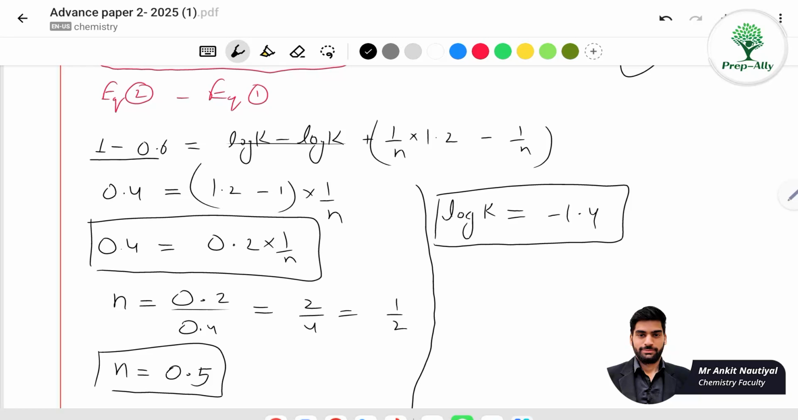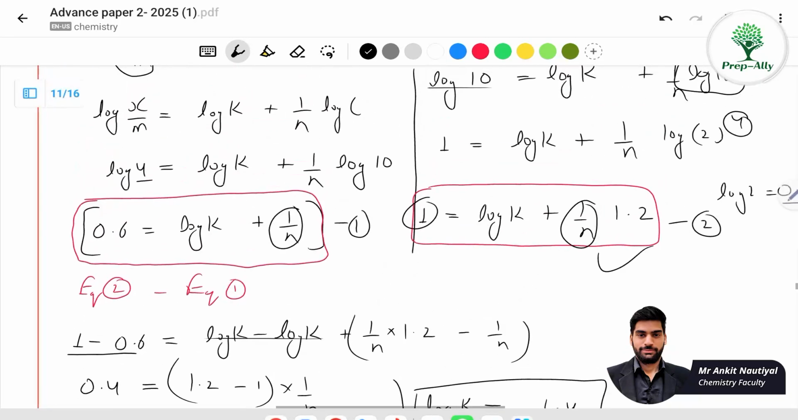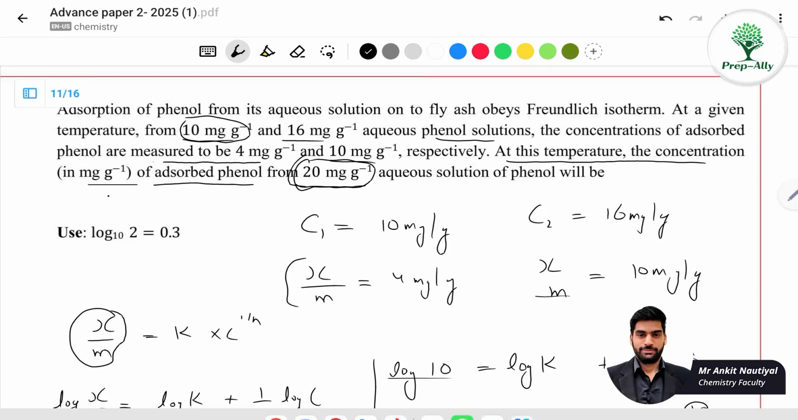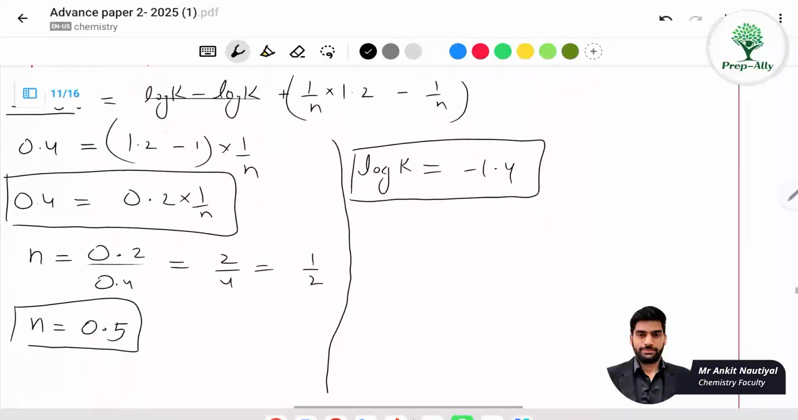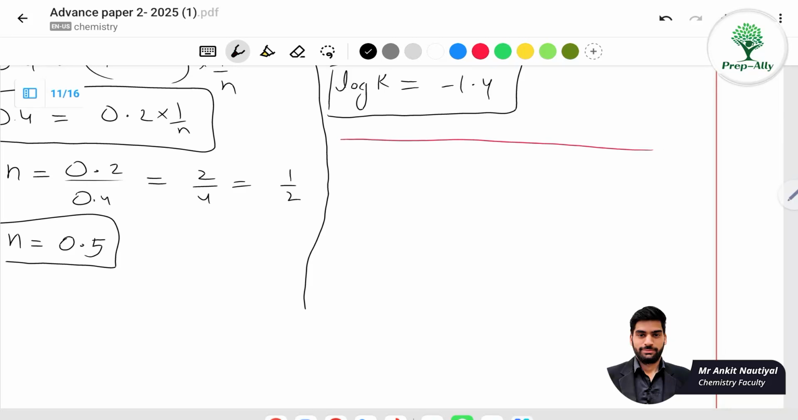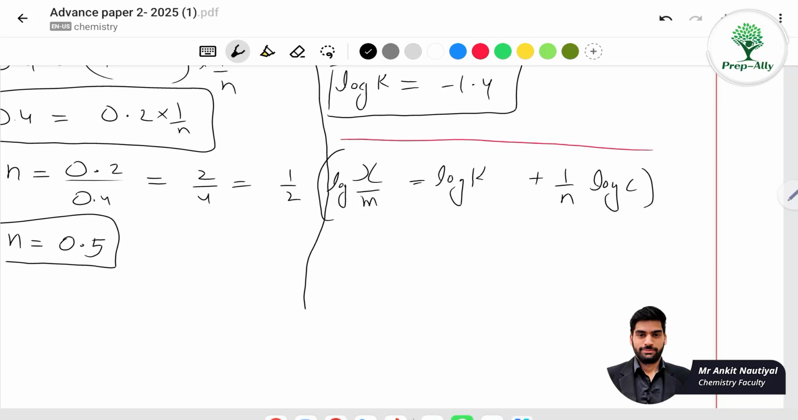Now we can apply these values to find the new value, because we have to find the extent by which phenol is absorbed at 20 milligram per gram of its concentration. So again we have to write the equation. So the equation is log x upon m is equal to log k plus 1 upon n log c. This is the equation we have. In this equation we know the value of log k. Now we have been given the value of concentration and 1 upon n. We know everything, the only value we have to find is the extent by which this phenol is absorbing.